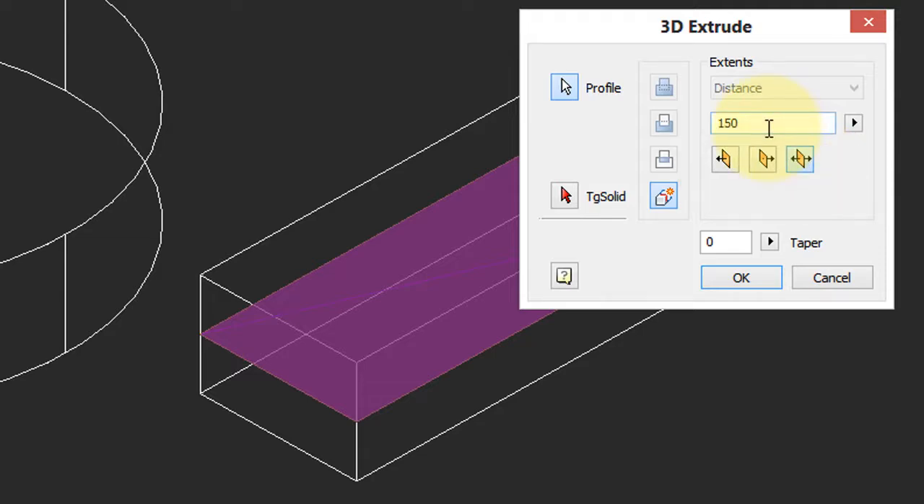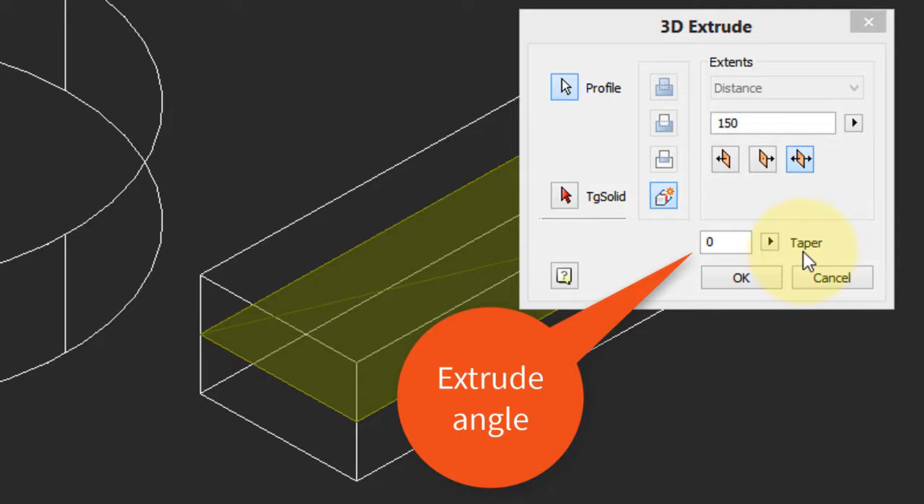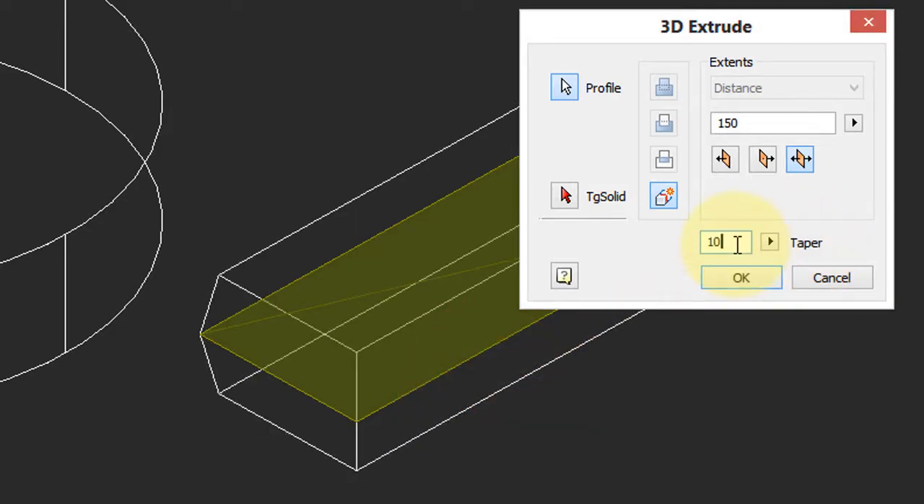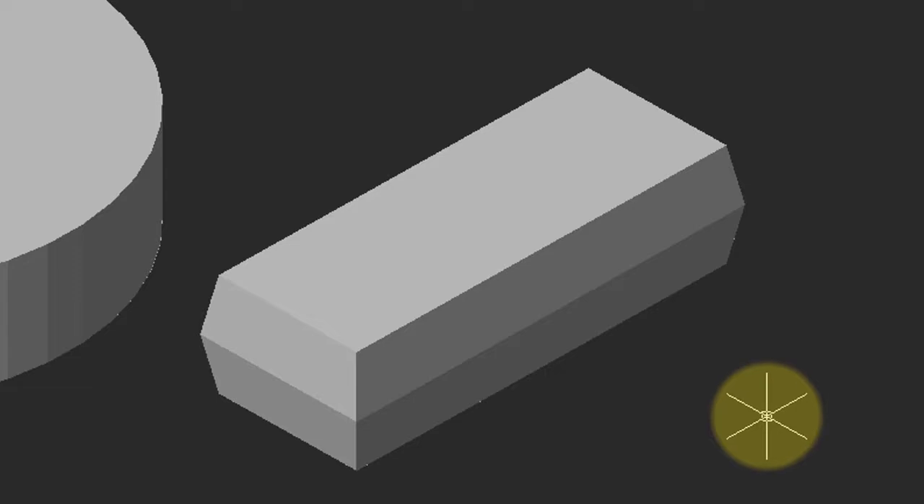75 up, 75 down. The taper gives a slant to the side. I'll type in 10, and you can see how the sides are then tapered. To choose a point in the drawing, you click this button or this button to specify the height and the taper angle from existing features in the drawing.